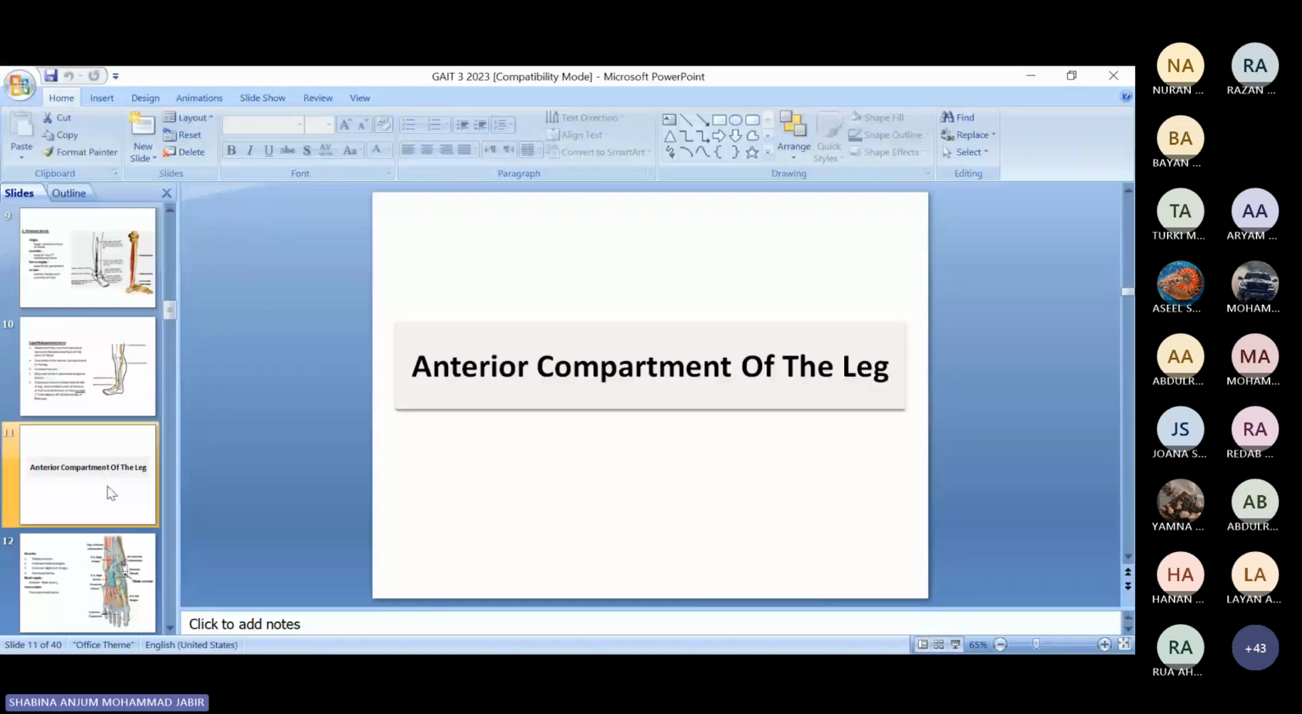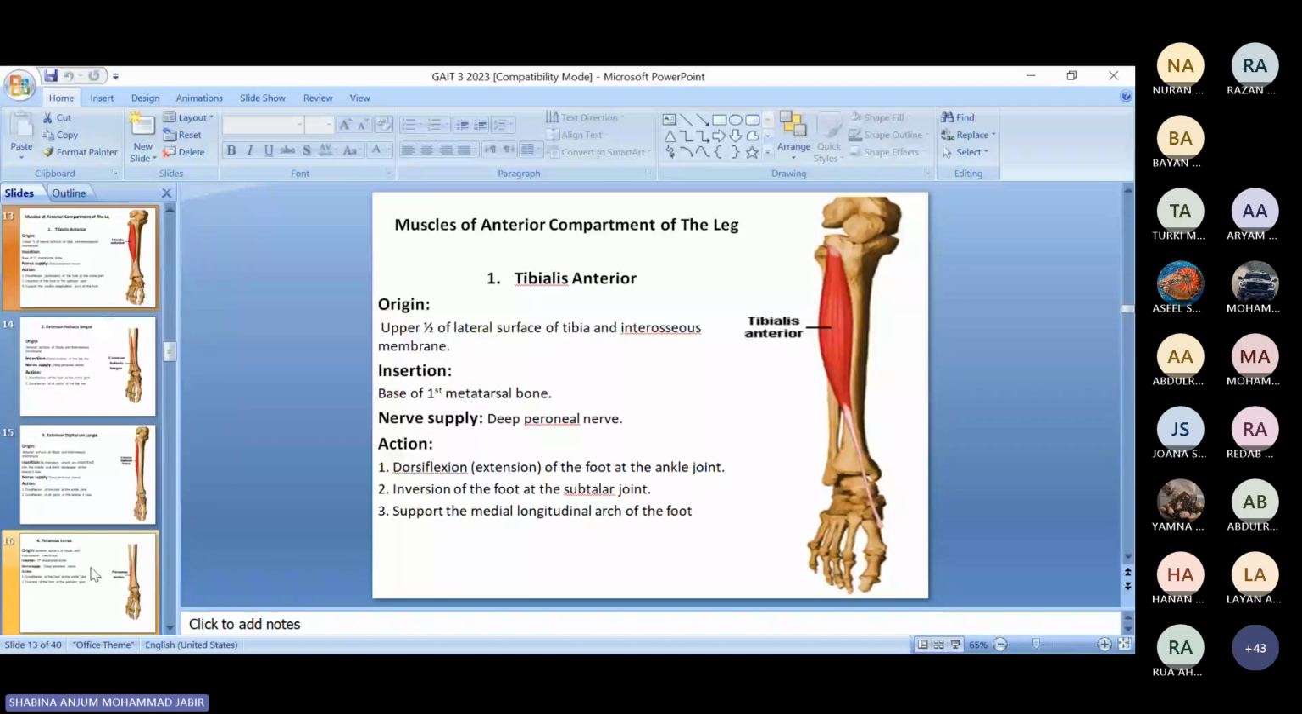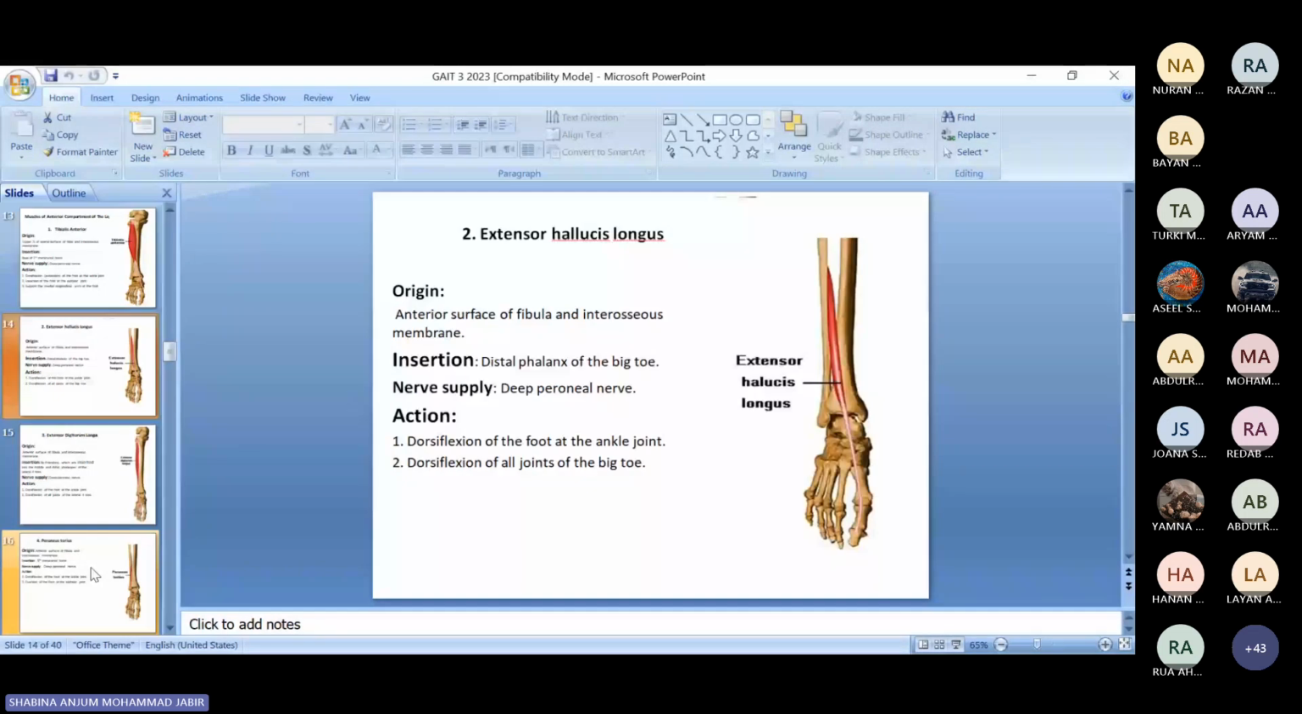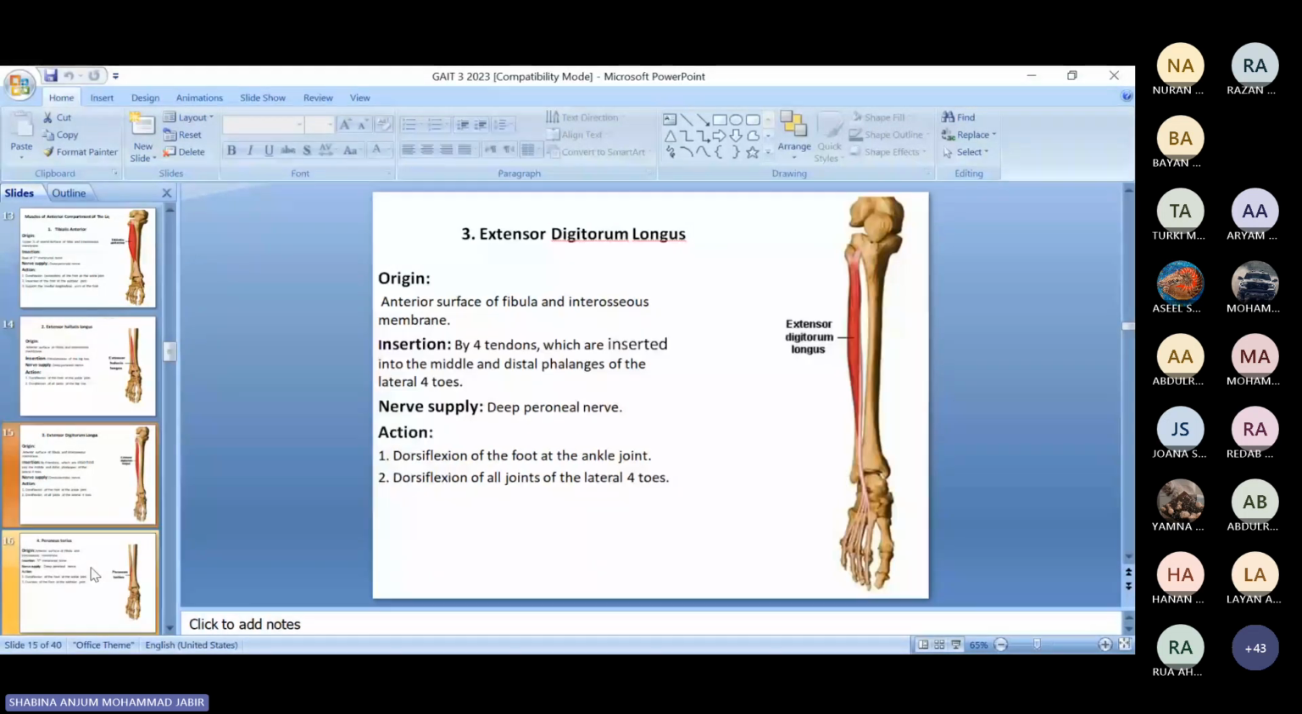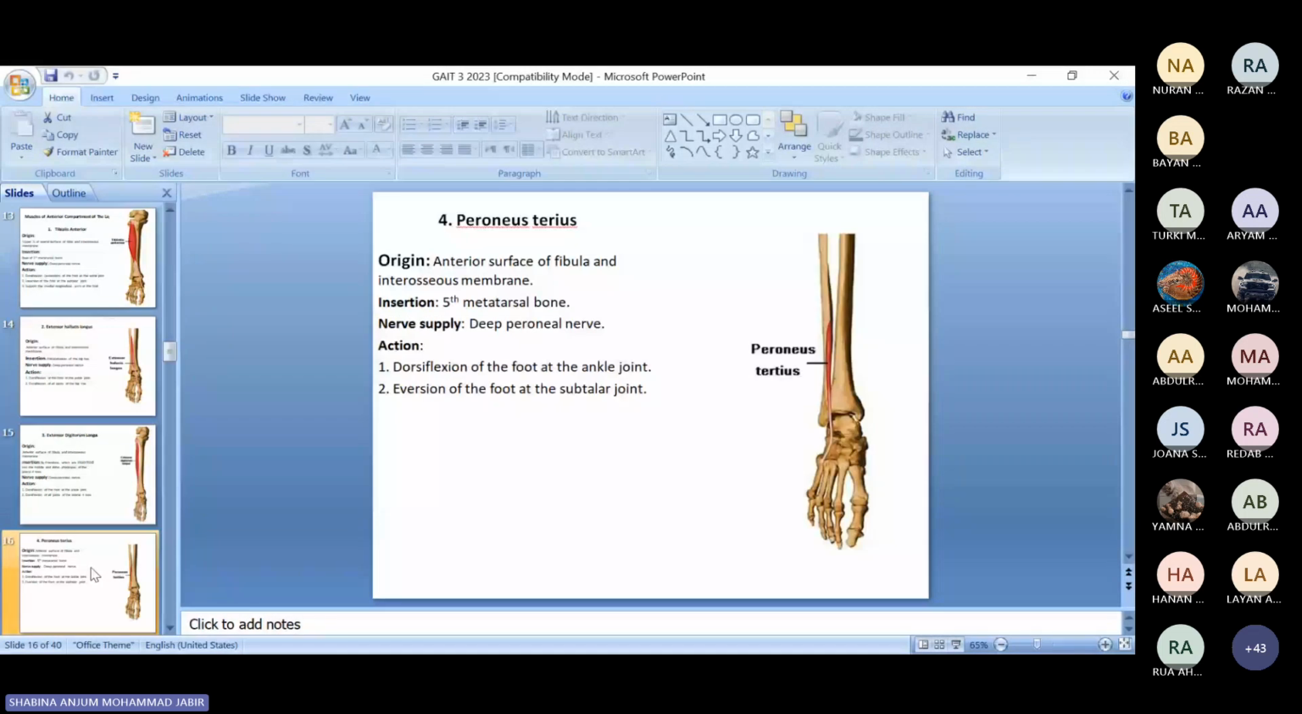So we were talking about the muscles. Anteriorly, you have the four muscles, and the four muscles have a similar nerve supply, the deep peroneal nerve. But in the action you will find something different. The tibialis anterior, extensor hallucis, and extensor digitorum all have what action? Dorsiflexion. But the peroneus tertius, the fourth muscle, has dorsiflexion plus eversion.